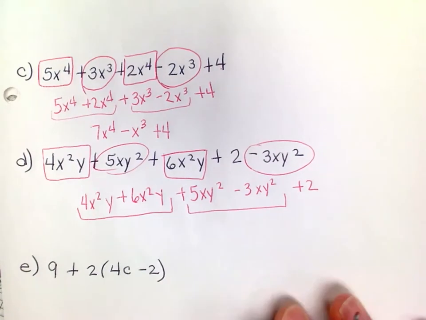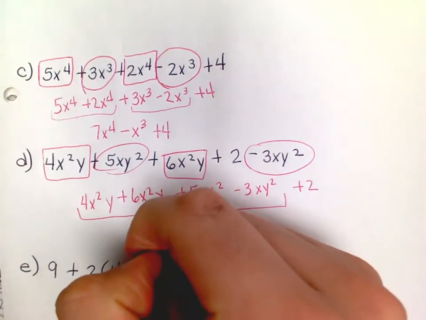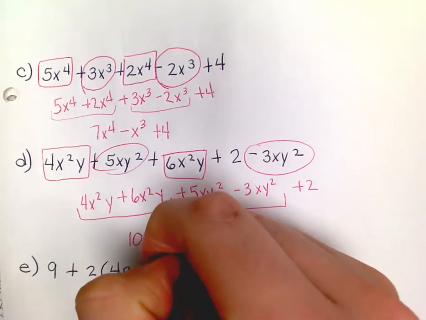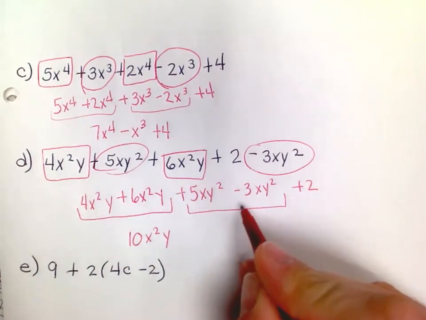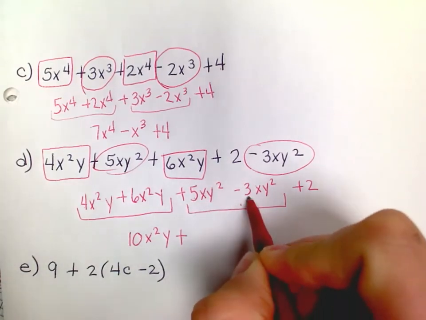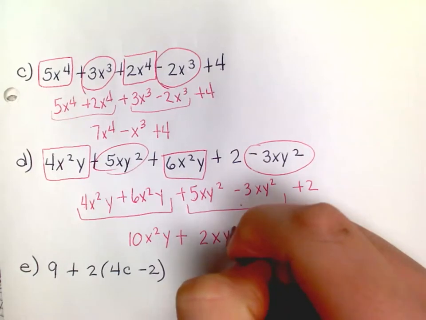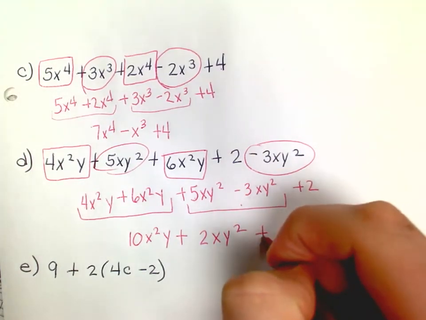And when we simplify, 4 and 6 will give us 10. Let's attach the same variables with it. Over here, we simplify a 5 and a minus 3. We have 2. Attach our variables. And then we're just left with plus 2.